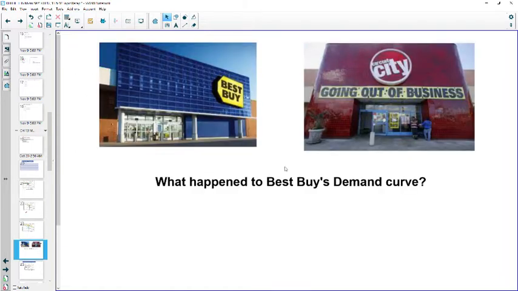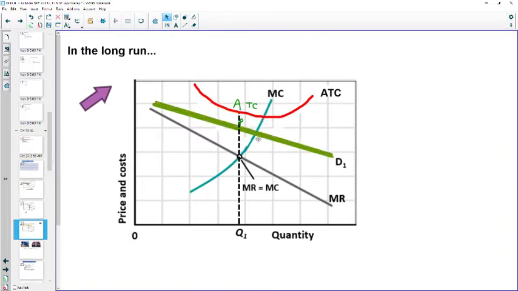Most of the people in my class are too young to remember Circuit City. It was just like Best Buy. They sold household appliances, small electronics, TVs. Didn't do it as well. When they went out of business, what happened to Best Buy's demand curve? It rose and they got more business.